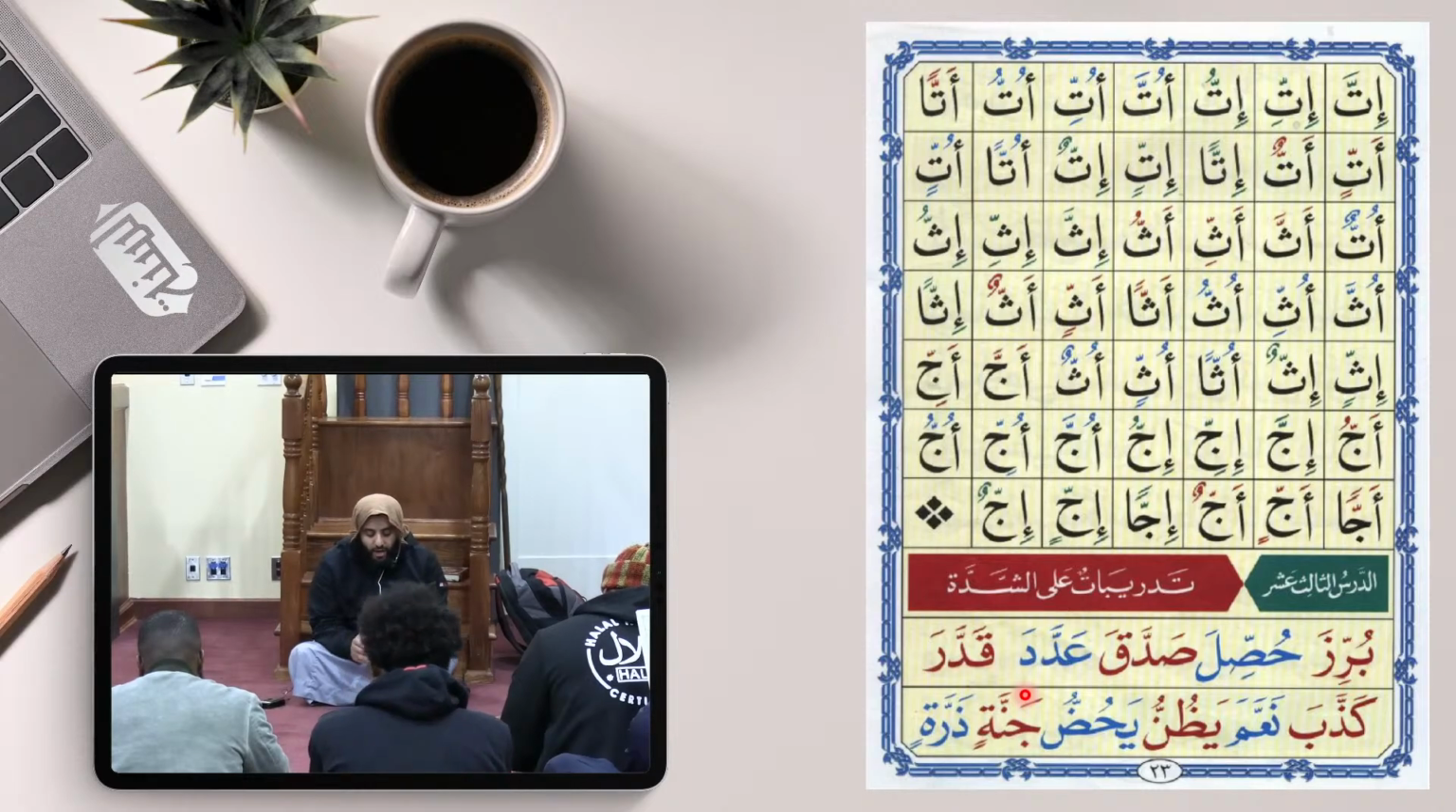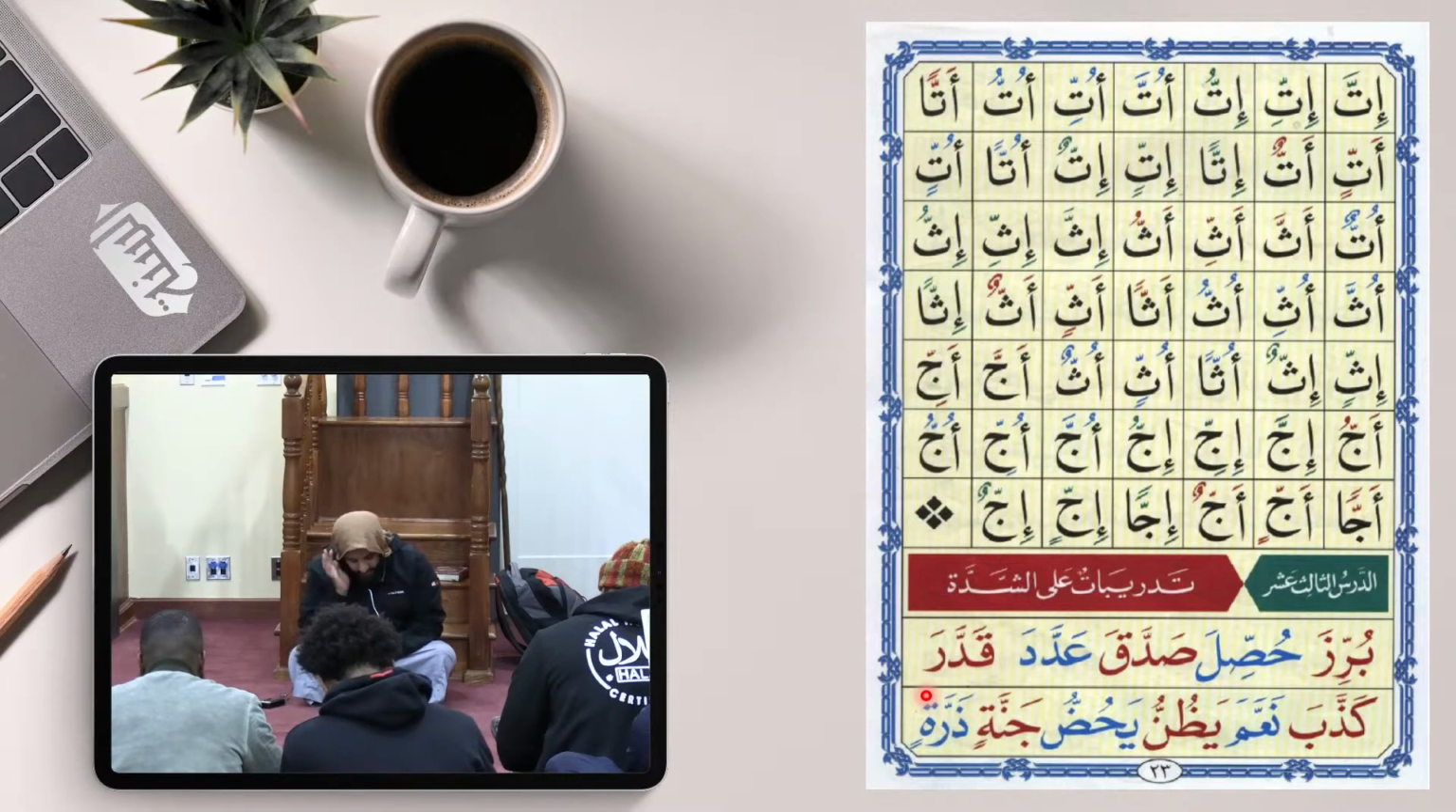Ra fatha ra. Dharr. Ta kasratain tin. Dharratin. He kept saying dharratin, not dharratin. The ra is heavy. The tip of the tongue should be by the palate, on top of the two front teeth.